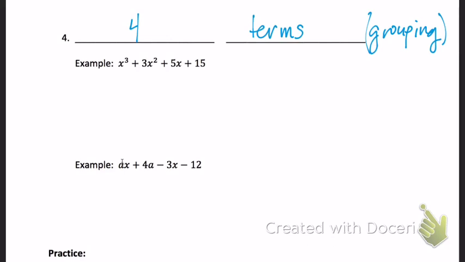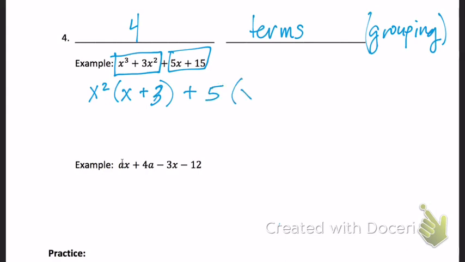So factor by grouping. When I factor by grouping, I take the first 2 terms and I pull out the GCF. What would the GCF be of the first 2? X squared, and I'm left with x plus 3. And then in my second 2 terms, I can pull out a 5, and I'm left with x plus 3.